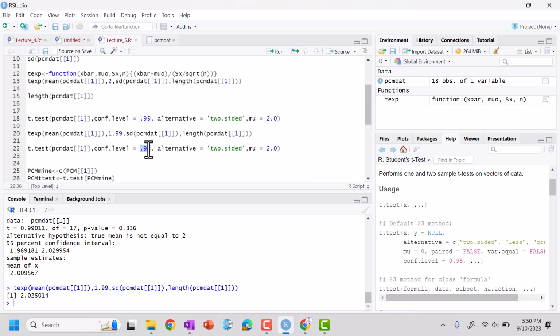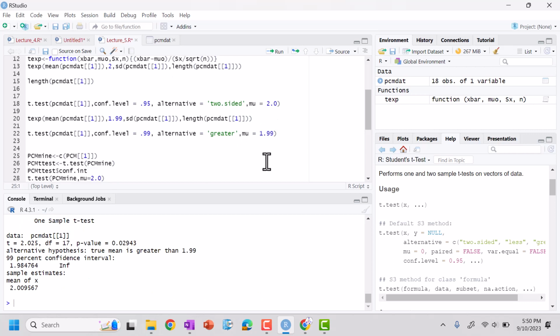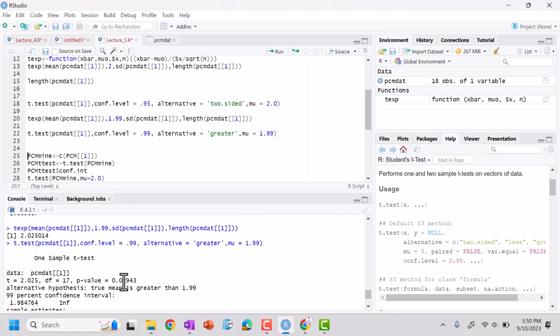Alternatively, we can do our t-test. Our confidence level now is 0.99. Our alternative is not two-sided. Instead, it is going to be greater, and our mu naught is 1.99. We shift enter and get the same t-value, which is good. And now we have this p-value. Let's come back to that in just a bit.